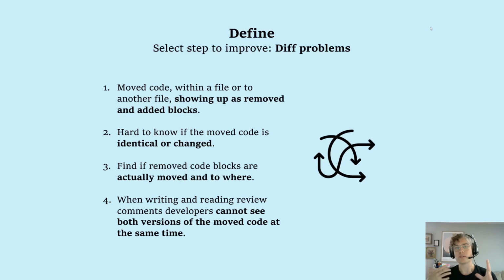To create a step to improve, we chose the diff problems. And here we found 4 areas that we wanted to address. The first and most important one was moved code. When you move code within a file or to another file, it often shows up as just one removed block and one added block somewhere else, without any way to compare those two and see if there are interline changes. And this makes it hard to know if the code was just moved or moved and changed.